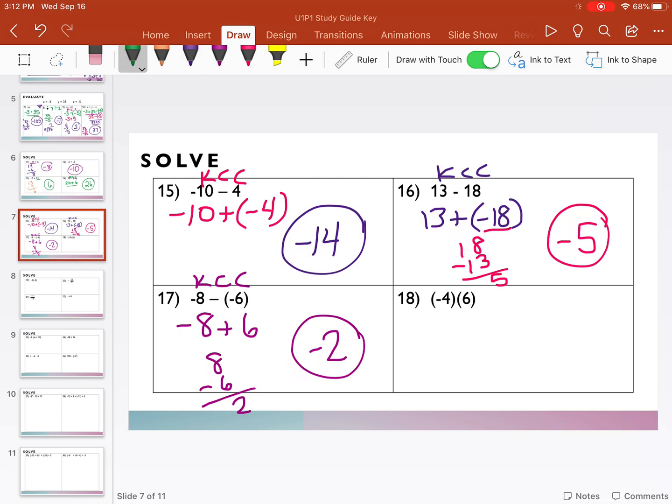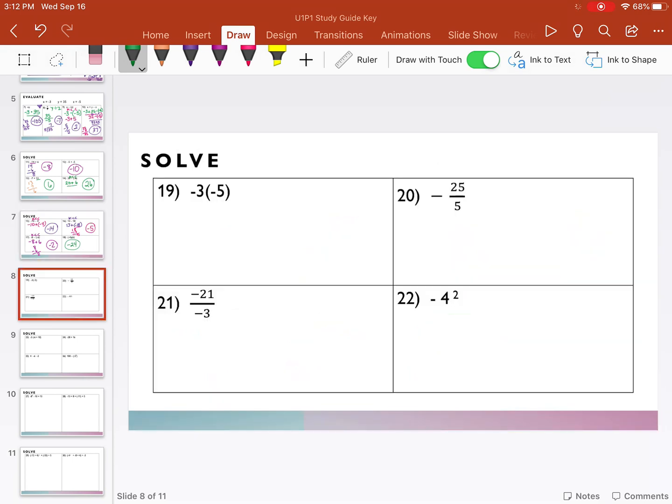Number 18, I have 2 parentheses next to each other. Remember, this means multiplication. So I'm doing 4 times 6. 4 times 6 is 24. Negative times positive is negative, so I should be getting negative 24.